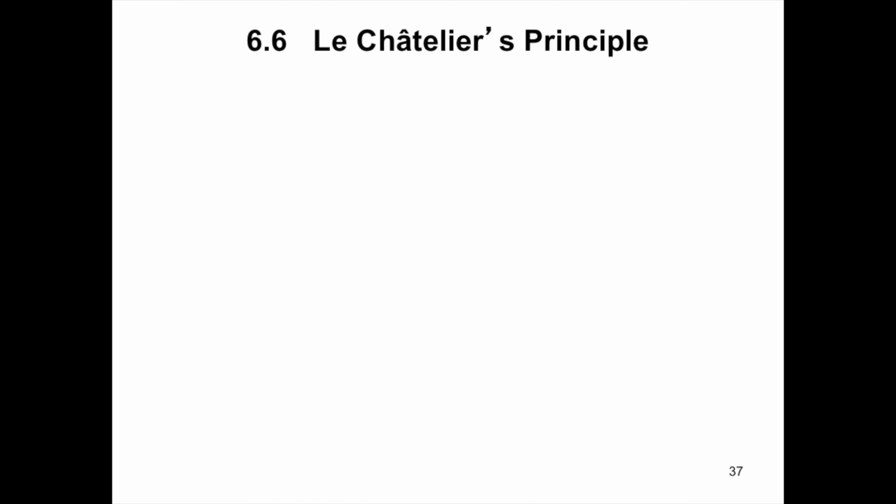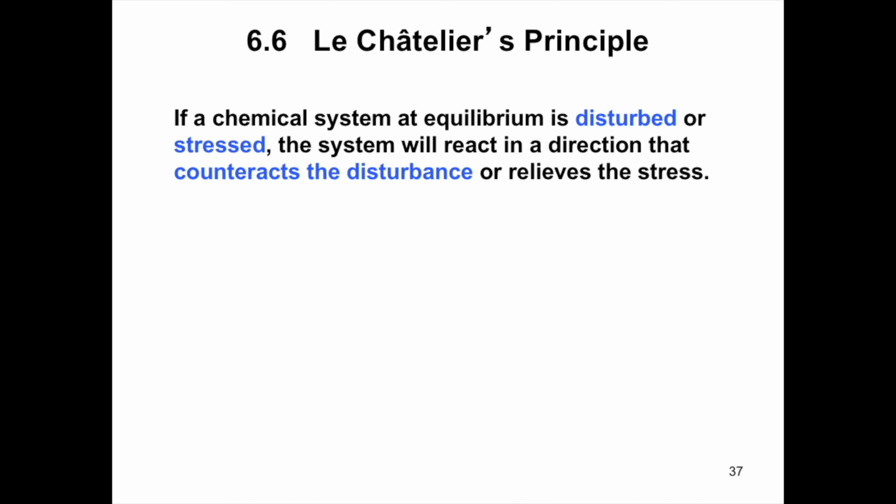So when we talk about Le Chatelier's principle, what happens when a reaction is at equilibrium and something changes? For example, what happens when the temperature is increased or some additional reactant is added? Le Chatelier's principle is a general rule used to explain the effect of a change in reaction conditions on equilibrium. It states that if a chemical system at equilibrium is disturbed or stressed, the system will react in a direction that counteracts the disturbance or relieves the stress.